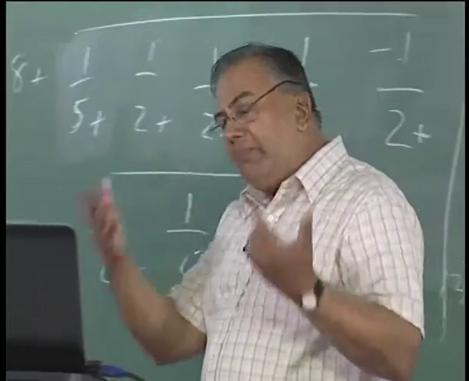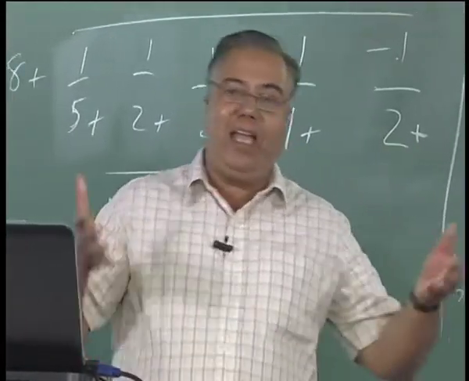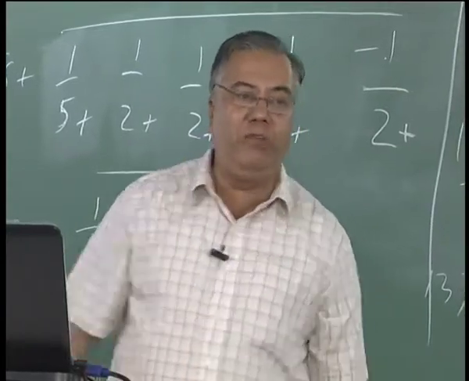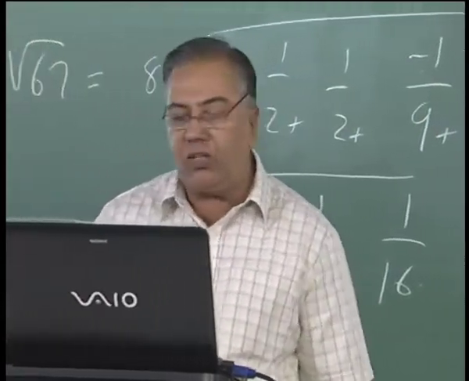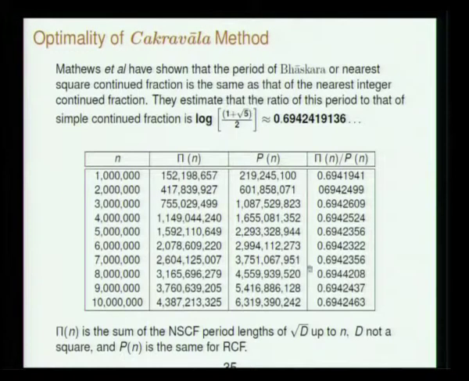Of course, even in simple continued fractions, all convergents are fairly close, but Chakravala picks up the ideal ones, the most optimal ones amongst them, and that is what Selenius showed, and he generalized the theory to what are called optimal continued fractions for arbitrary real numbers.